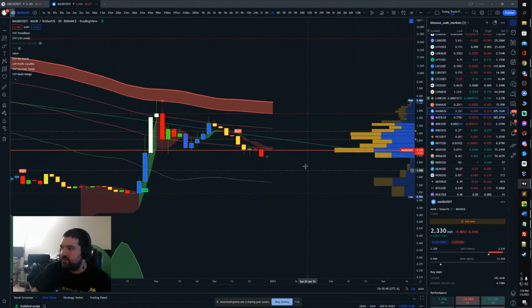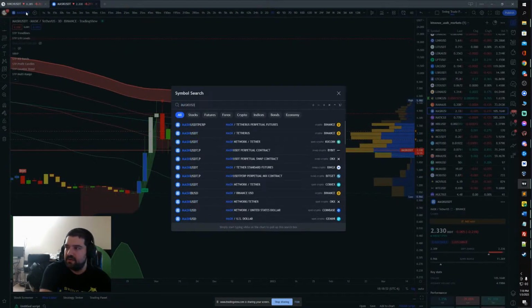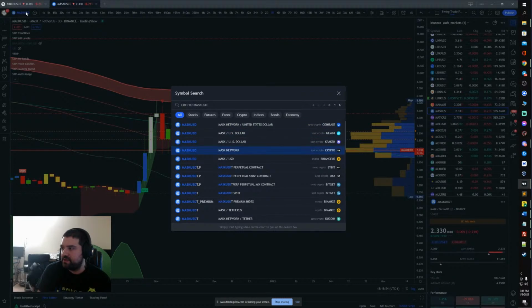All the charts really look weird, man. They all look like gap ups and weird stuff. I've never seen this stuff before on TradingView.